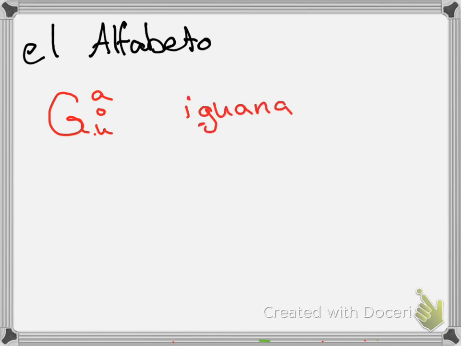For example, iguana, we have that nice G sound, or pagar. Pagar means to pay. We have that G sound to it.